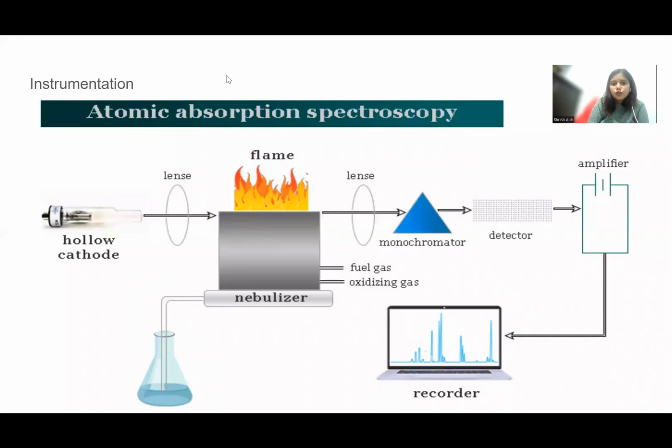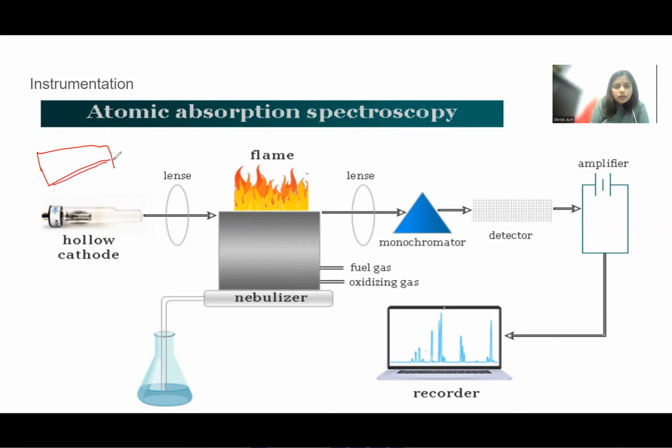Now in this instrumentation part, you can see the first one given is the hollow cathode lamp. This hollow cathode lamp is the radiation source, and we are focusing on it individually, because if you understand this, the entire instrumentation part is going to be easy.